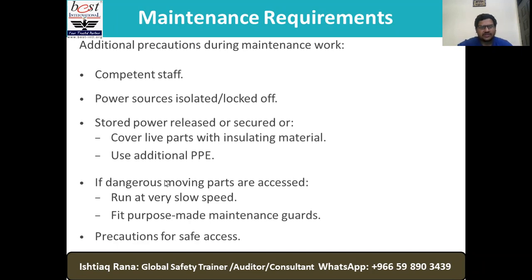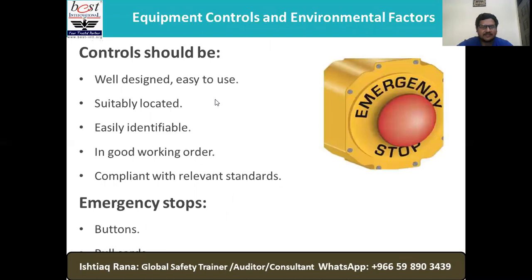So if dangerous moving parts are accessed, run at very low speed and fit purpose made maintenance guards and precautions for safe access. So plenty of maintenance requirements, and without a permit, first of all, which is not mentioned by the way, like for maintenance and inspection projects in Sadara, in Saudi Aramco, the permit is there actually. Without a permit, how can you even think to go for any sort of maintenance or repairing project?